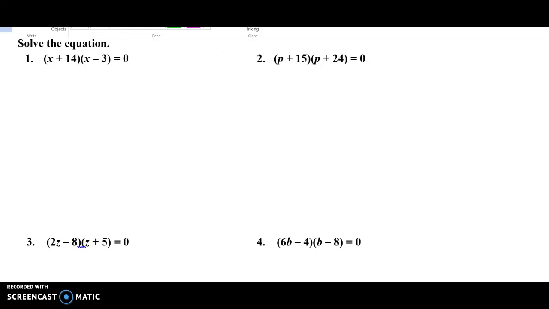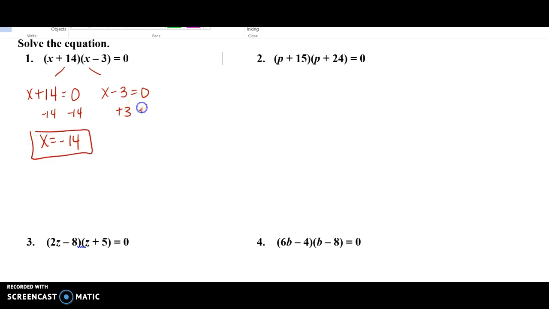Okay, so now we are going to solve these equations, and we're going to do that using the zero product property. So we're going to first set the first set of terms, x plus 14 equal to 0 and x minus 3 equal to 0. Subtract 14 from both sides, and we'll get x equals negative 14. And in the other equation, we're going to add 3 to both sides. Our answer will be x equals 3.